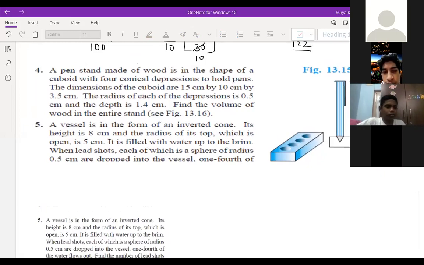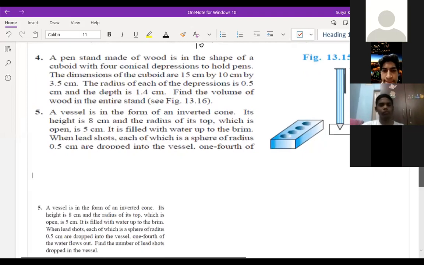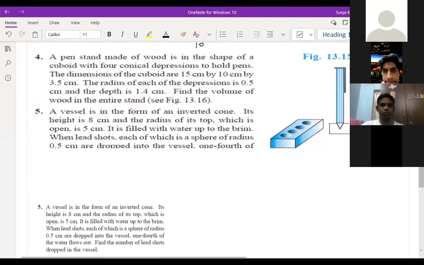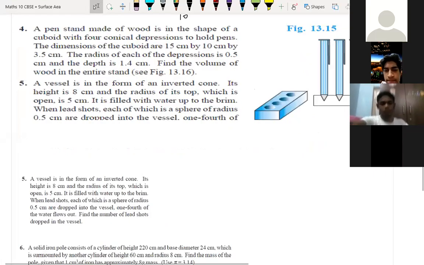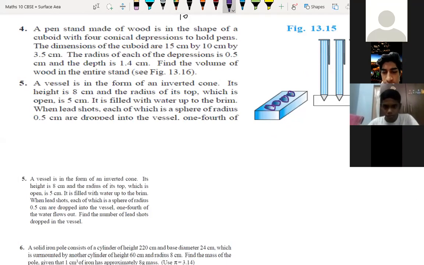A pen stand made up of wood is in the shape of a cuboid with four conical depressions. See, these depressions are there inside. Sorry, conical depressions: 1, 2, 3, 4. So these conical depressions are there inside.